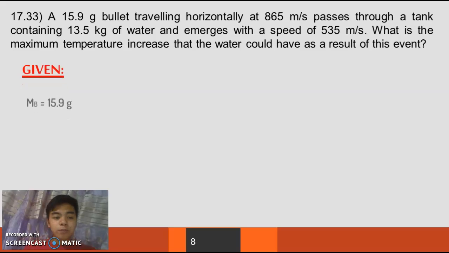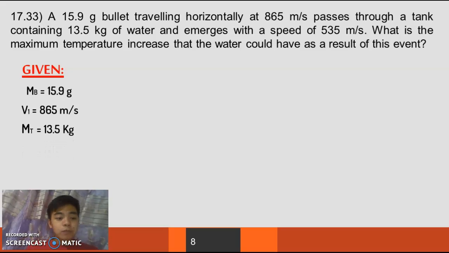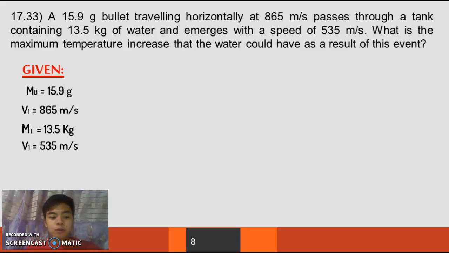So for our given, we have the mass of a bullet, which is 15.9 grams. The initial velocity, or the first velocity, which is 865 meters per second. The mass of the tank, which is 13.5 kilograms. And the second velocity, which is 535 meters per second. We are now looking for the change in temperature, since it is asked here what is the maximum temperature increase.